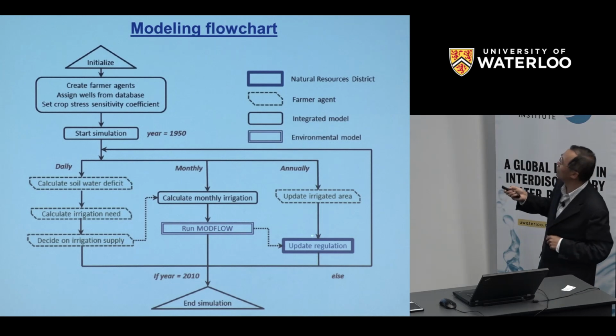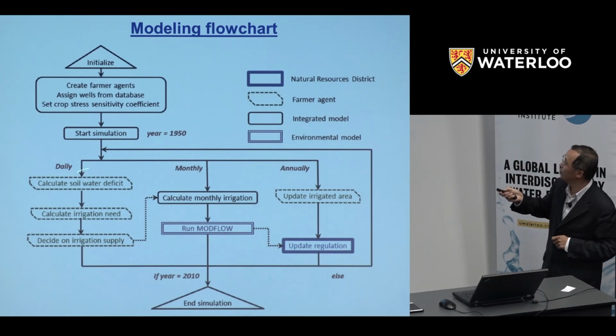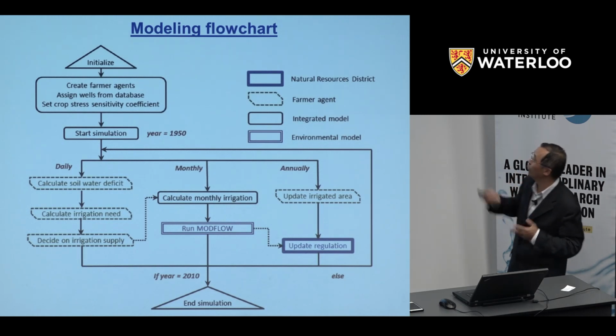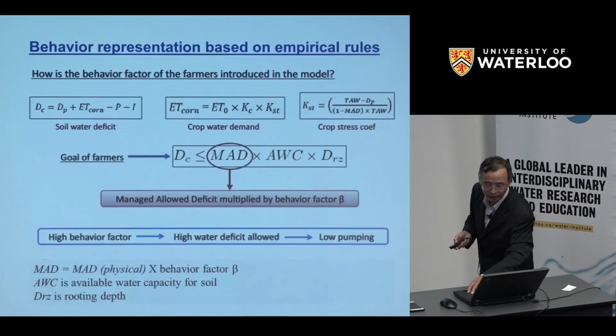A little bit more details about the modeling. Here we have to consider the difference of the time scales of different models. We simulate the irrigation water demand, irrigation water use day by day in the irrigation period. And then we run the model flow to simulate water table month by month. And annually, we would update irrigated area and also the regulations change.